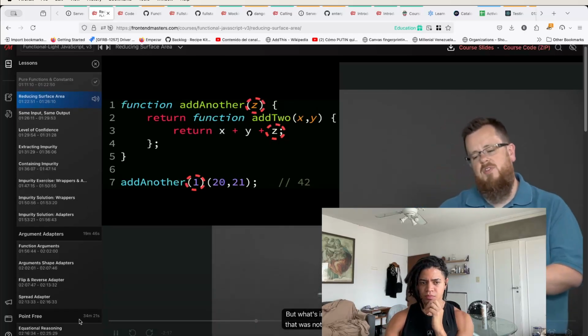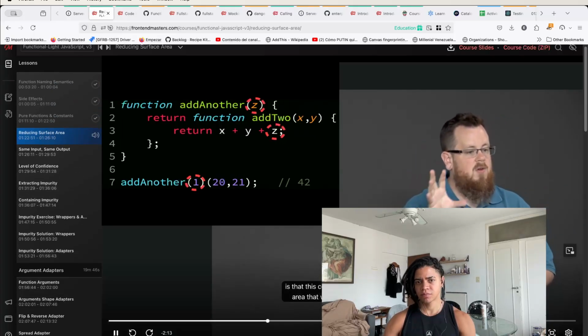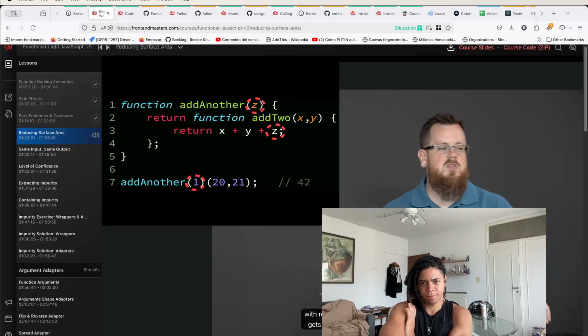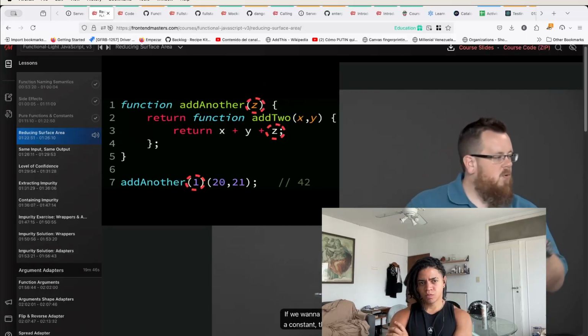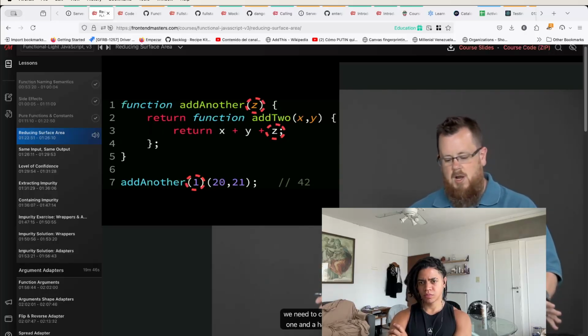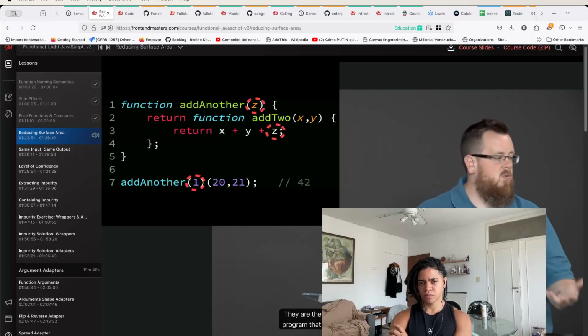But what's interesting about this code that was not true of the previous slide is that this code has a smaller surface area that we need to worry about with respect to whether Z gets reassigned or not. If we want to ask ourselves, is Z in effect a constant? There are only two lines that we need to concern ourselves with, line 1.5 and line 2.5. They are the only two lines in the entire program that could possibly reassign Z.